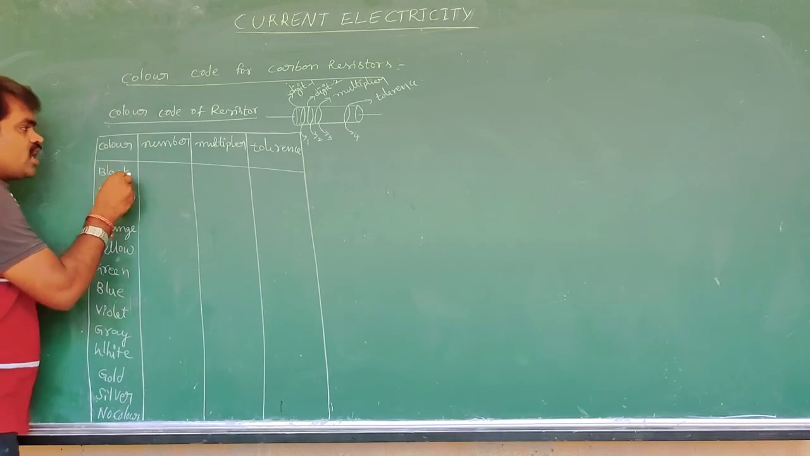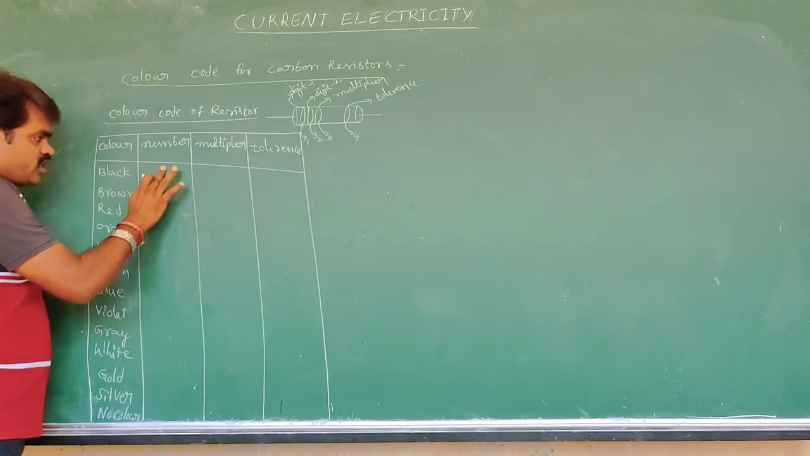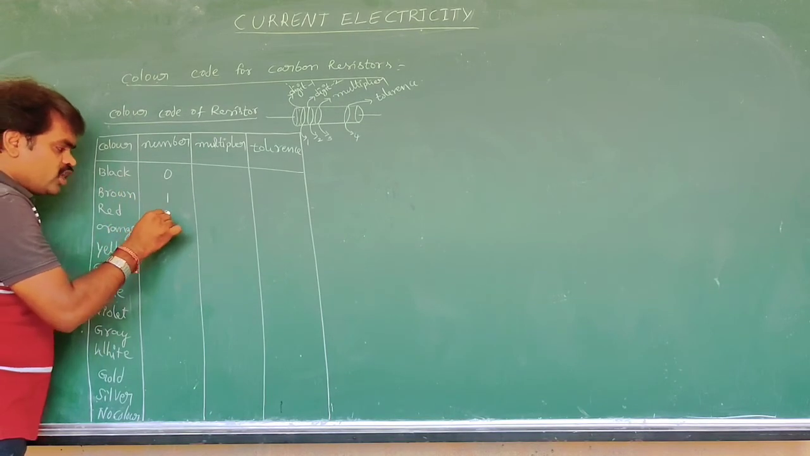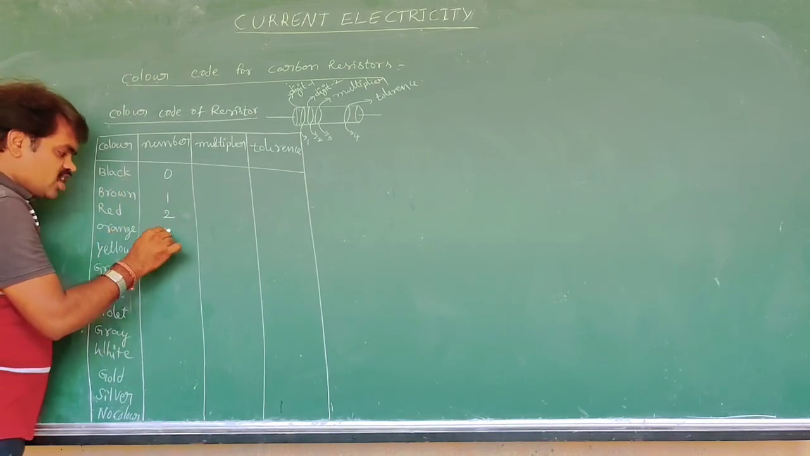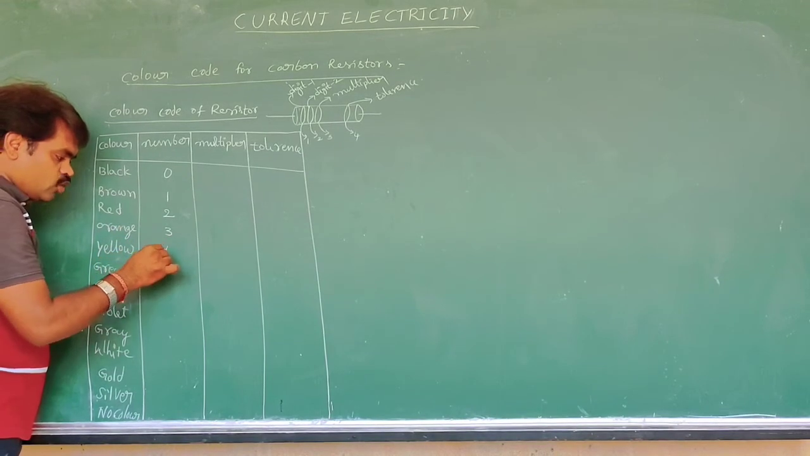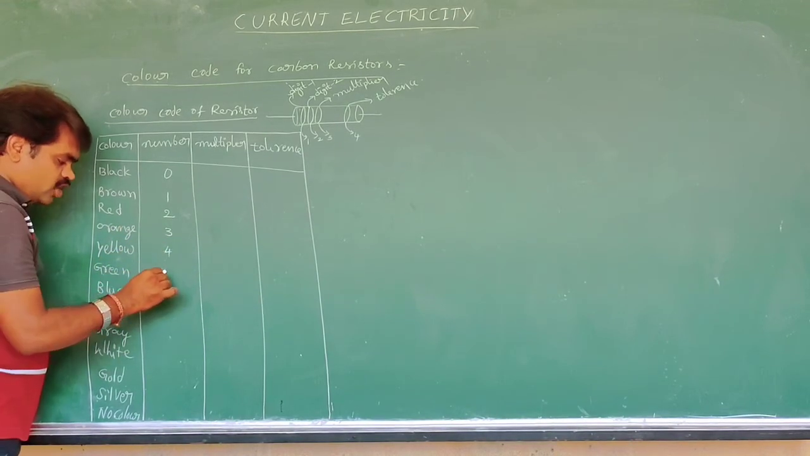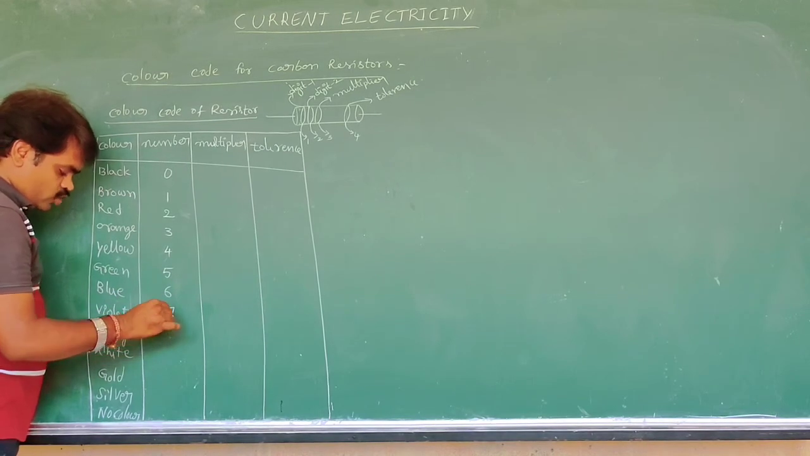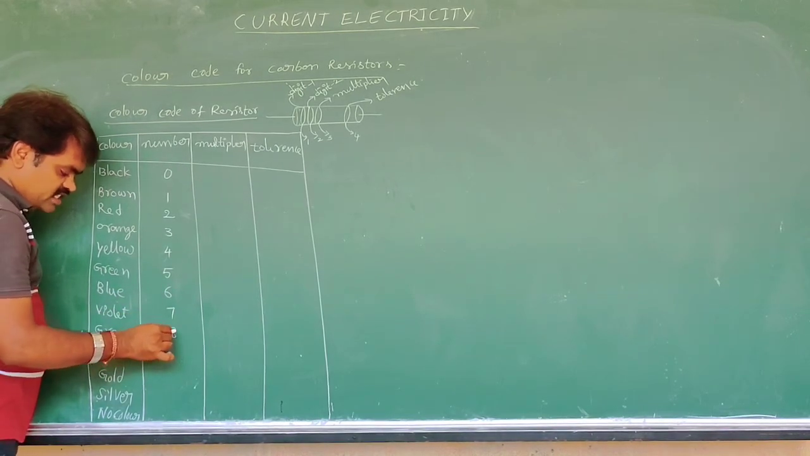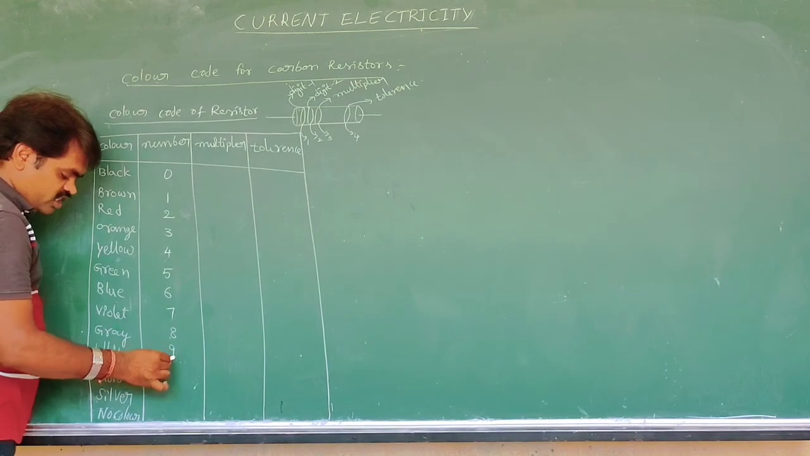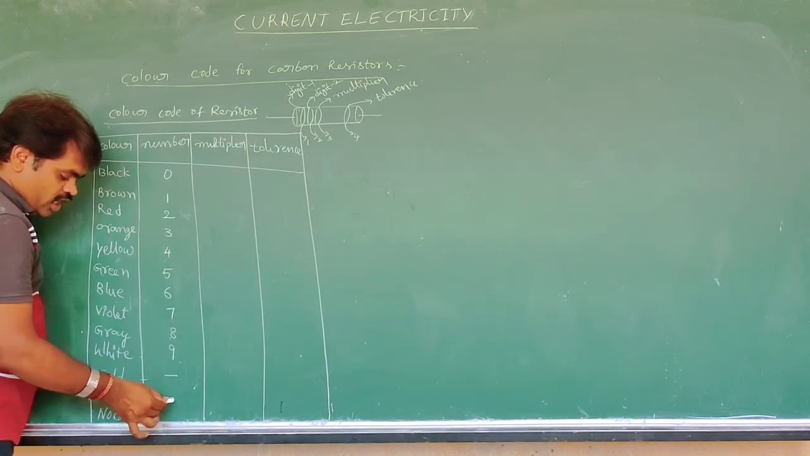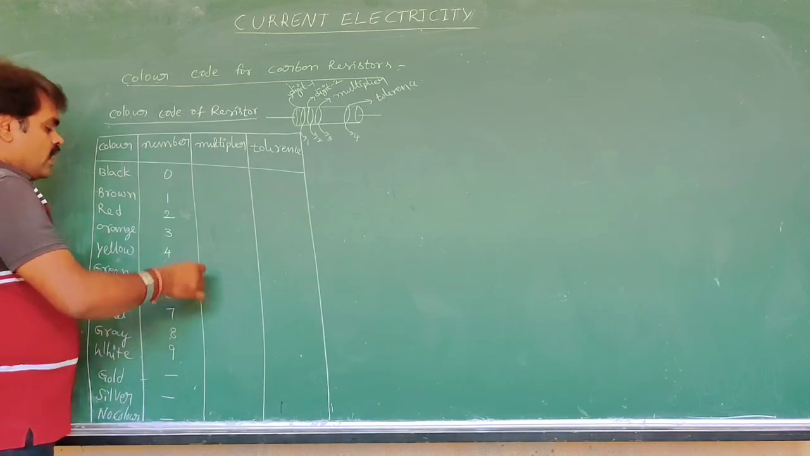Black's number is 0. Brown color code is 1. Red color code is 2. Orange is 3. Yellow is 4. Green is 5. Blue is 6. Violet is 7. Gray is 8. White is 9. Gold and silver have no color codes.